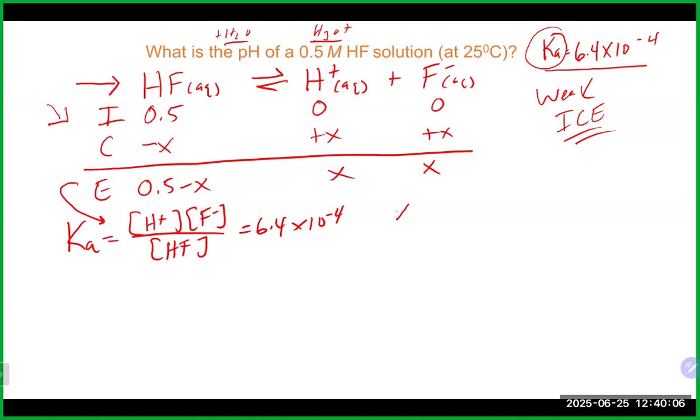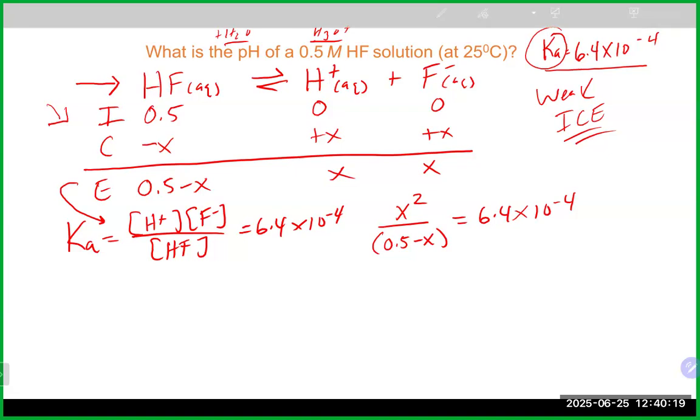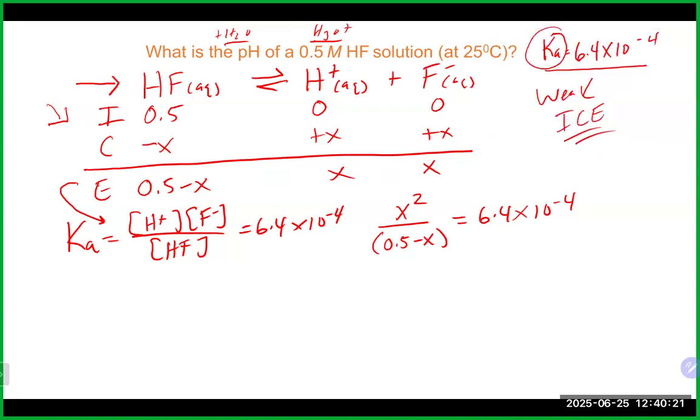So if I do that, it's going to give me x squared divided by 0.5 minus x equals 6.4 times 10 to the minus 4. At this point, we could solve it. Again, you do have options. This is not a perfect square, so you cannot square root both sides, by the way.